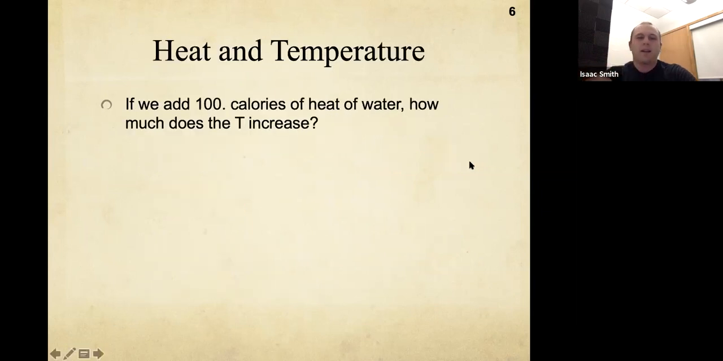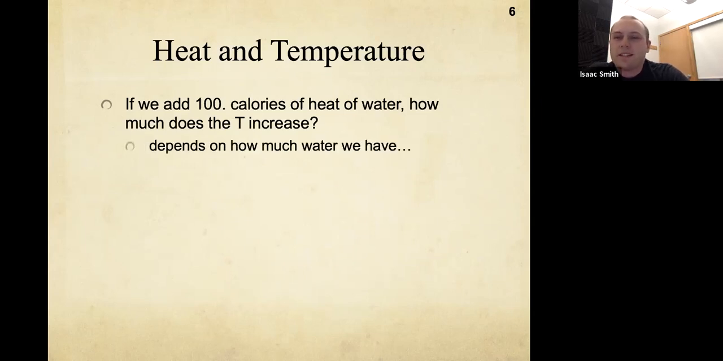Okay. So then we can consider questions like this. If we add 100 calories of heat to water, how much does the temperature increase? Let's say you're using a smaller Snickers bar that has 100 calories, and we're going to talk about food calories versus the calories you see right here, but just for the simplicity of the example, a Snickers bar has 100 calories. If you burn it, how much is that going to make the container of water go up?